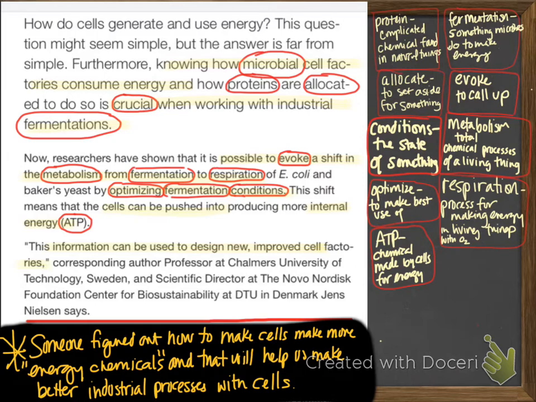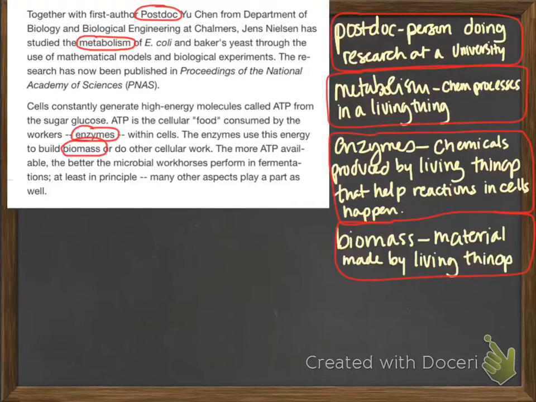Now we're going to go to the next couple paragraph chunk. So in the next chunk it says, together with the first author, postdoc Yu Chen from the Department of whatever, studied the metabolism of E. coli and baker's yeast through the use of mathematical models and biological experiments. The research has now been published. We don't really care where.